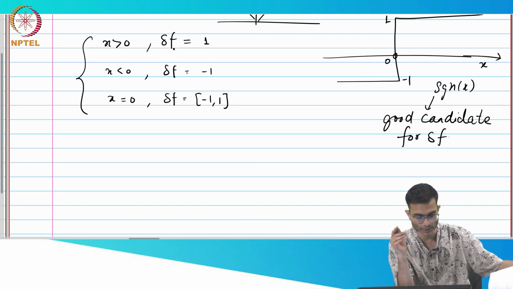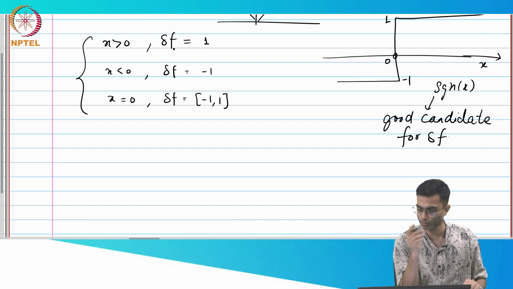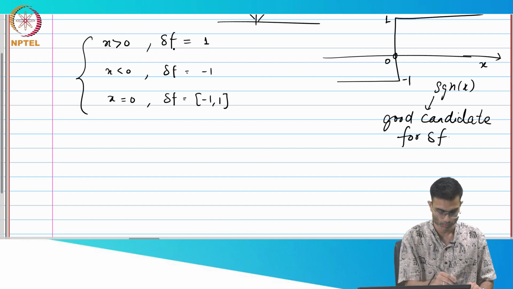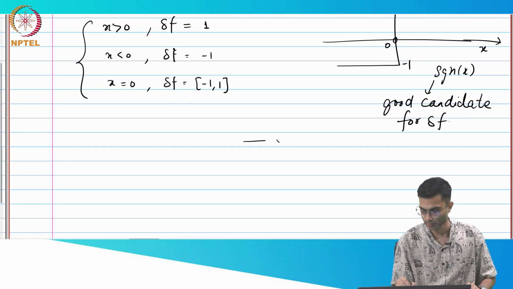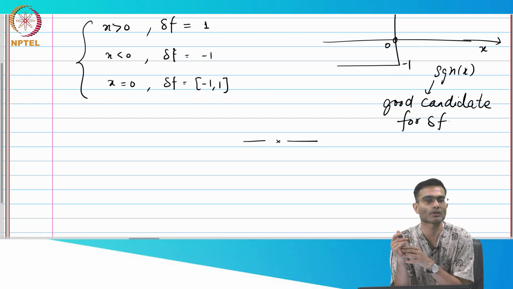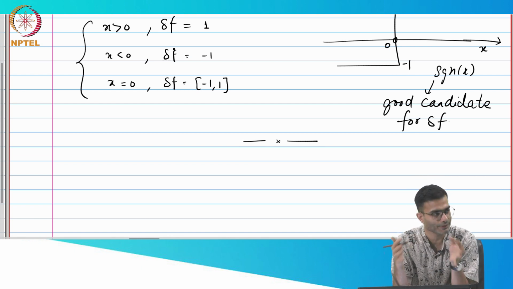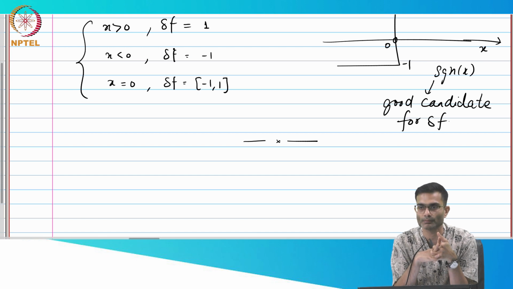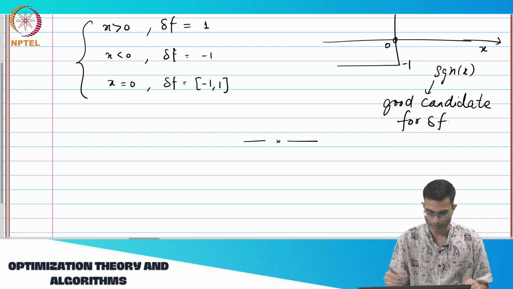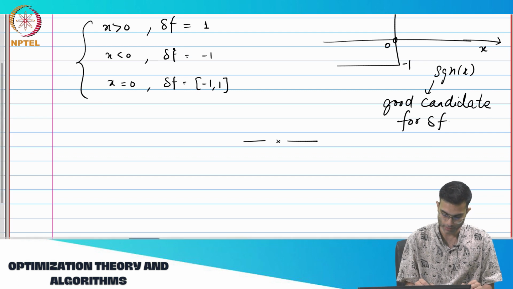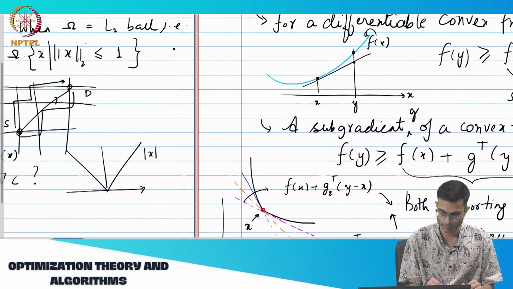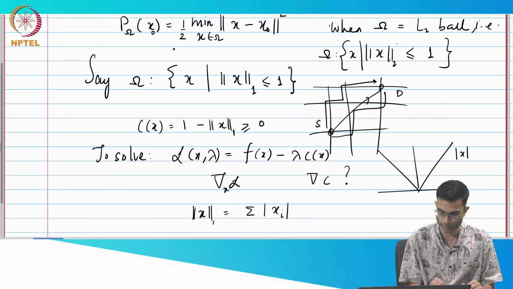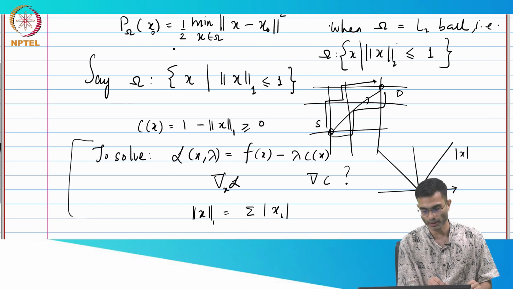Okay, so let's now proceed on to, now that we've sort of warmed up with the whole concept of subgradients, let's actually now apply it to calculating the projection operator on the L1 ball. So, you notice that right in the beginning, here, this is where I ran into trouble.